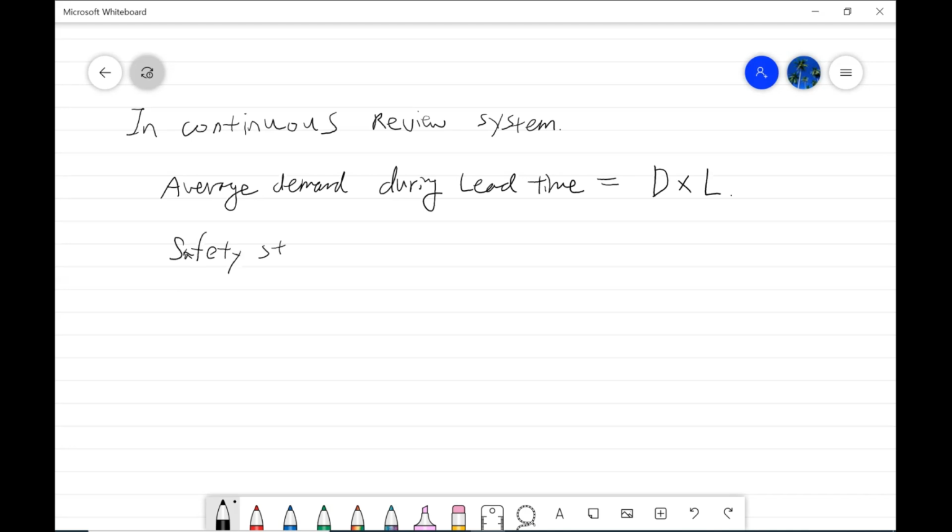Normally, the way you decide the safety stock amount under the continuous review system is the so-called reorder point. This is the so-called reorder point. Even if you don't understand this one, you don't have to worry about it, because I will get into the details about this reorder point later on, okay?